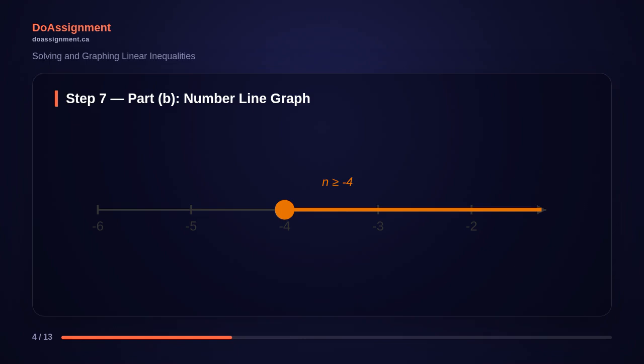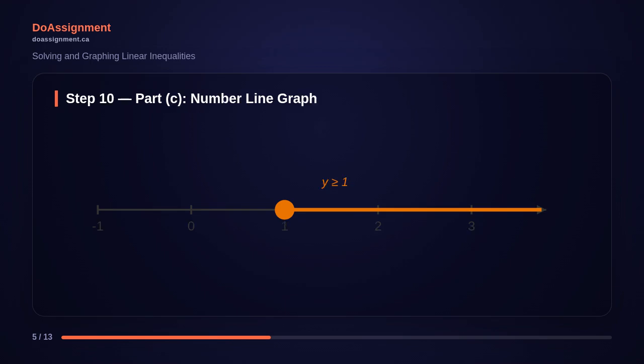Here is the number line for Part B. The filled orange circle sits at negative 4, meaning negative 4 is included in the solution. The arrow extends to the right, covering all values of n that are greater than or equal to negative 4.